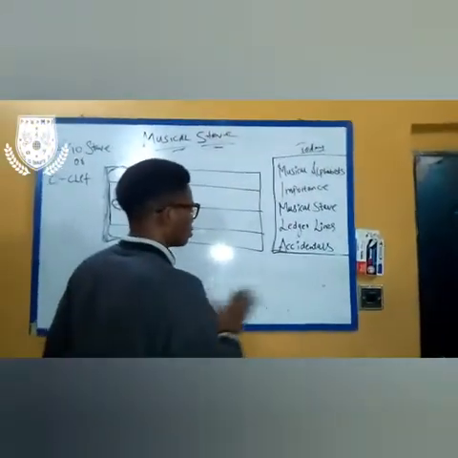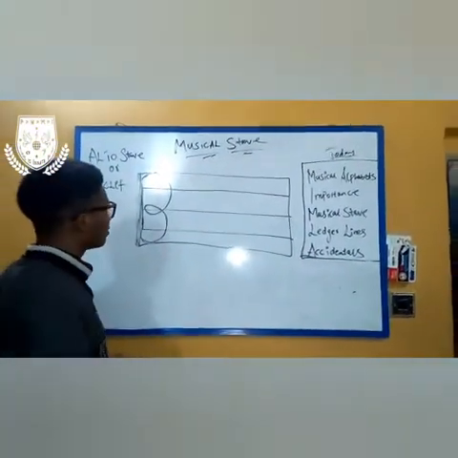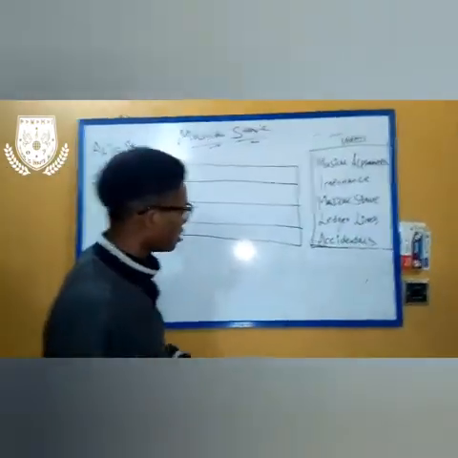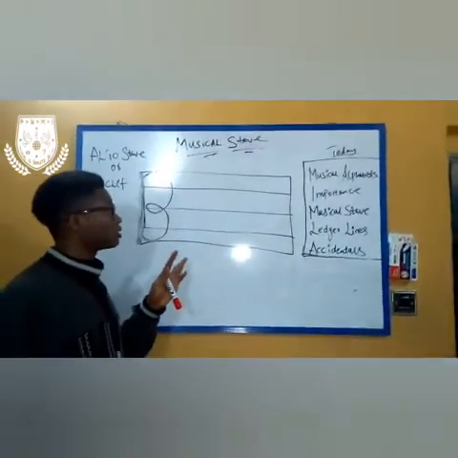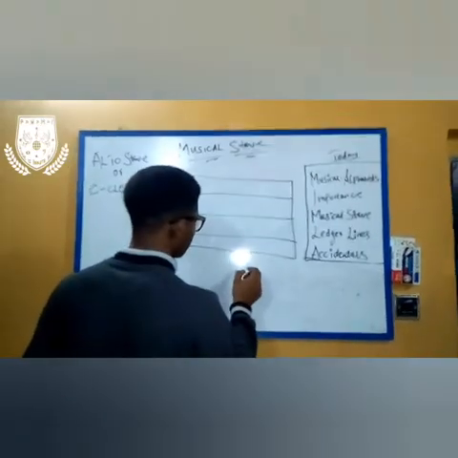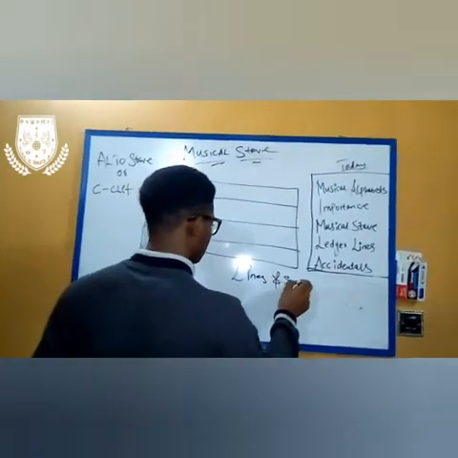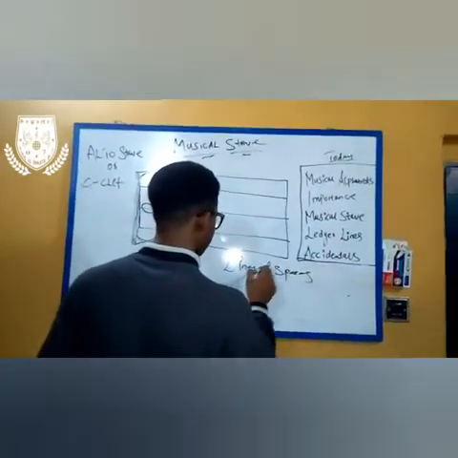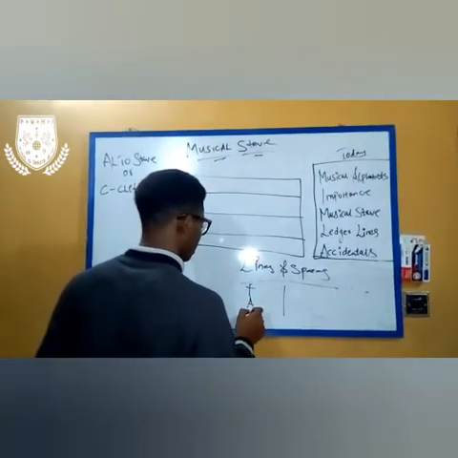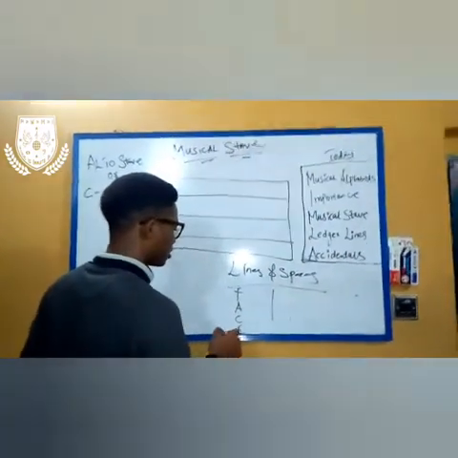So we're going to talk again about the alto stave, or the C clef. Now this is the alto stave, and the lines and spaces used to represent the alto stave follow this mnemonic: Follow After Christ Every day. Lines and spaces: Follow After Christ Every day.